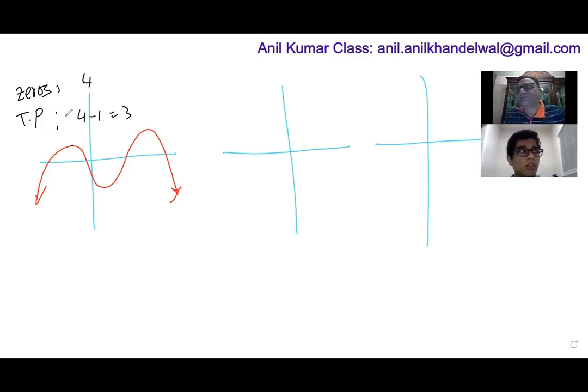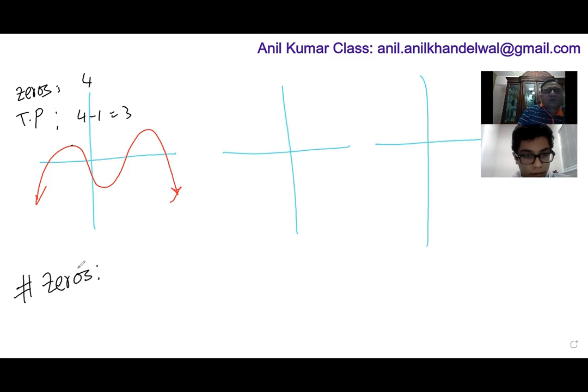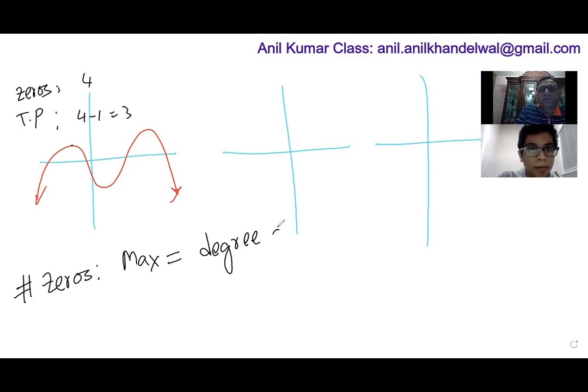Wait, couldn't there also be more zeros? Because with polynomials we can imagine complex zeros. Yeah, maximum 2. On the screen it's just 4. So the number of zeros, let me first talk about the number of zeros, is maximum equal to the degree of the polynomial. Is it okay?